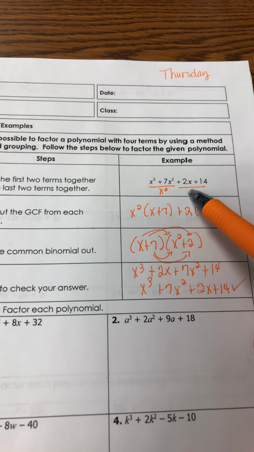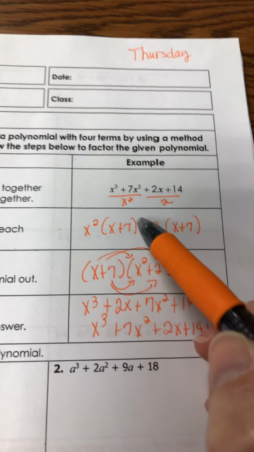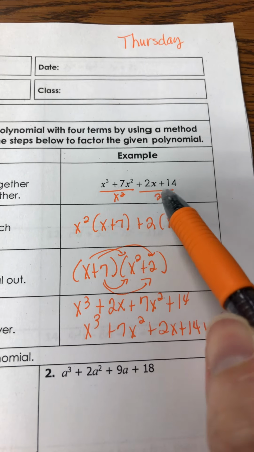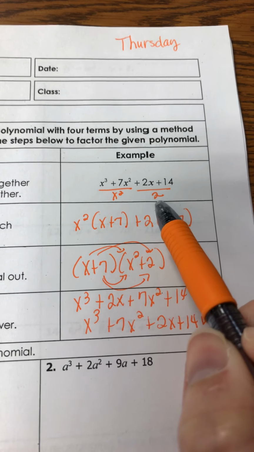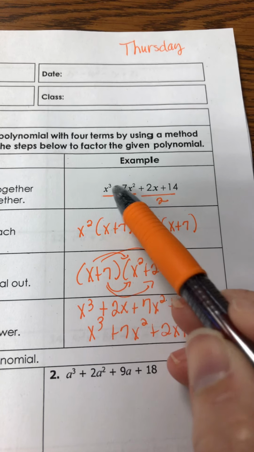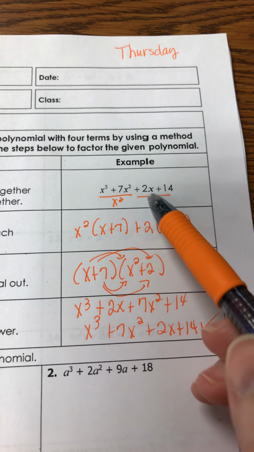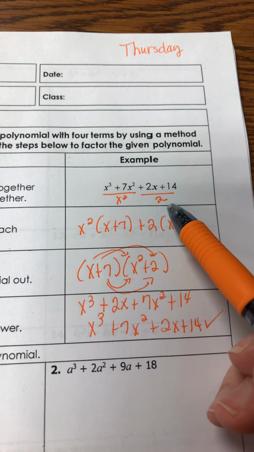Make 2 groups and find the GCF of each group. So I made group 1 and group 2. Notice they're both positive groups, so that means both GCFs can be positive. So x cubed and 7x squared have a GCF of x squared. 2x and 14 have a GCF of 2.